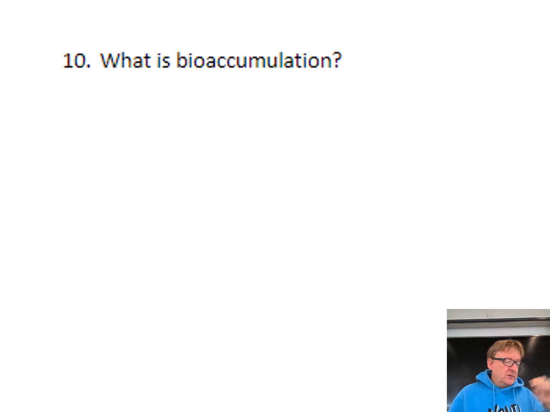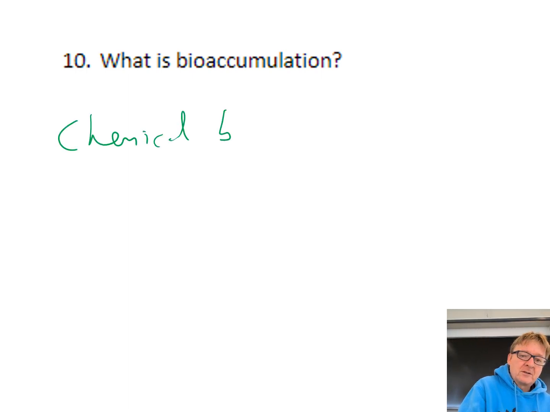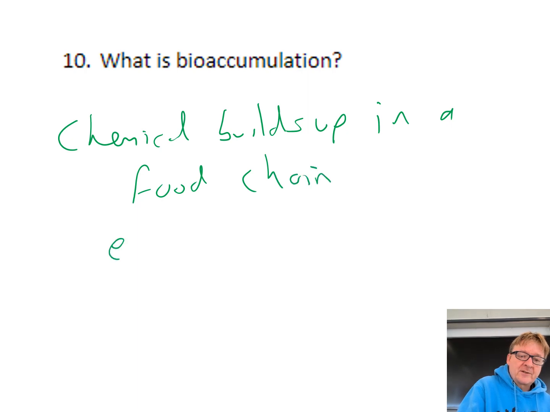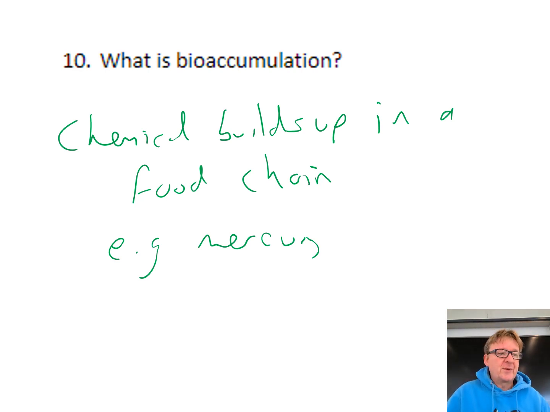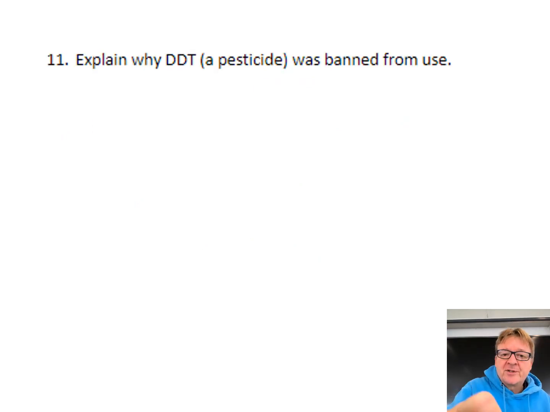What is bioaccumulation? Bioaccumulation is where a chemical builds up in a food chain. For example, mercury. Something at the bottom of the food chain, like a plant, absorbs mercury. An animal eats it and keeps the mercury. Another animal eats it. So bioaccumulation is where you've got different levels of chemical building up all the way through. This is probably the best example, which is DDT.